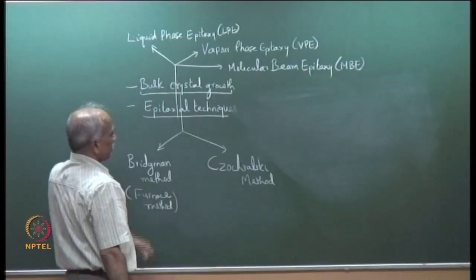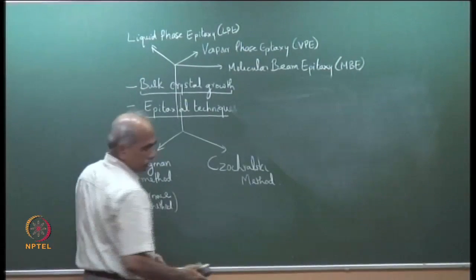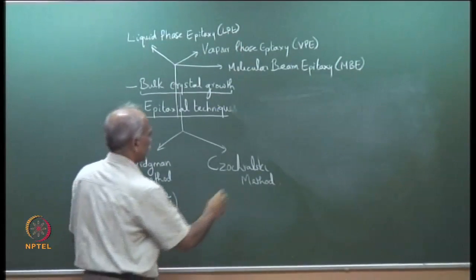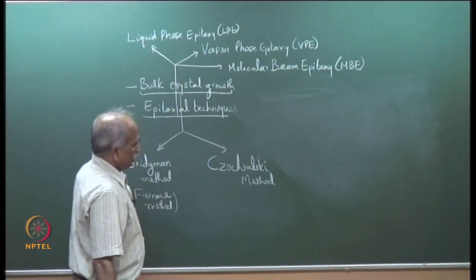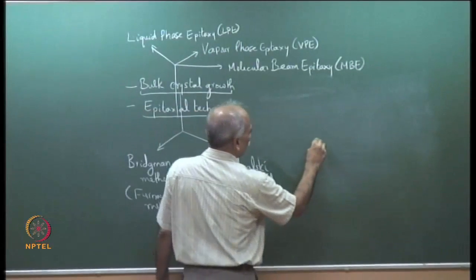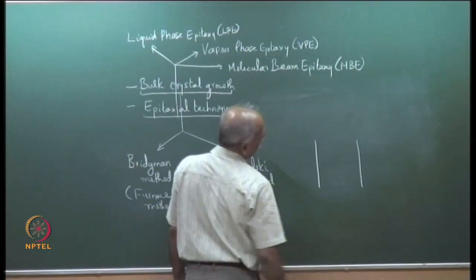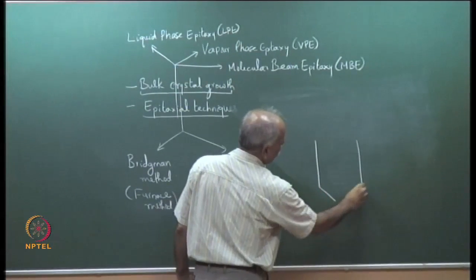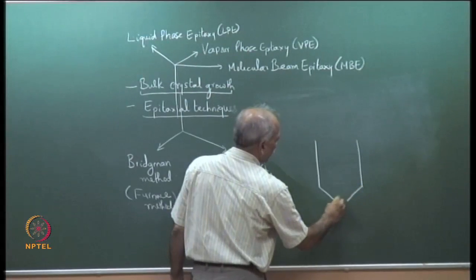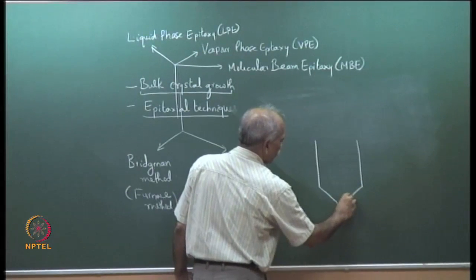Let me start first with the Czochralski method. In this method, you have a chamber, a lead nitride crucible. There are different structures, different variations.